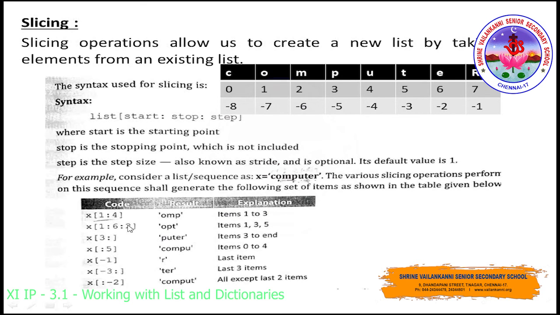Similarly, 1, 6 and 2. So the starting parameter is 1 and the ending parameter is 6. So 1 less than 6, only till T you will access. And what is the step parameter, which is 2.